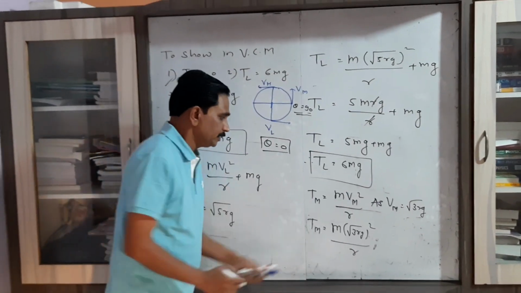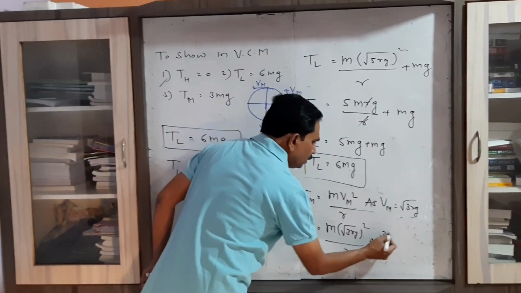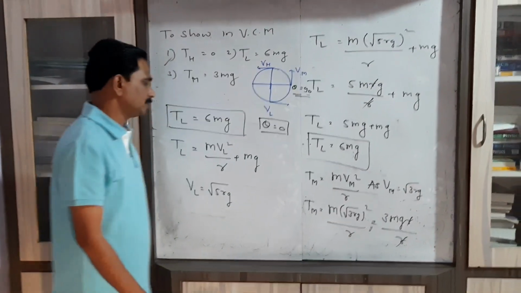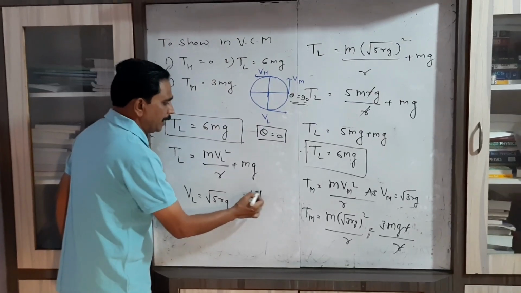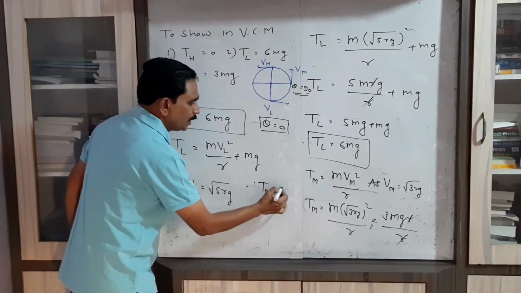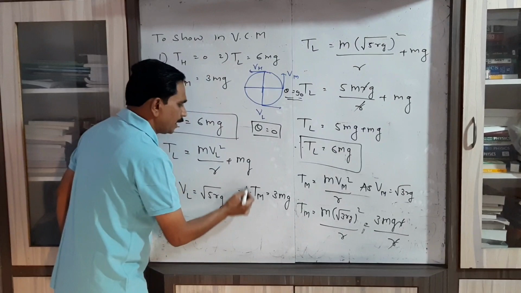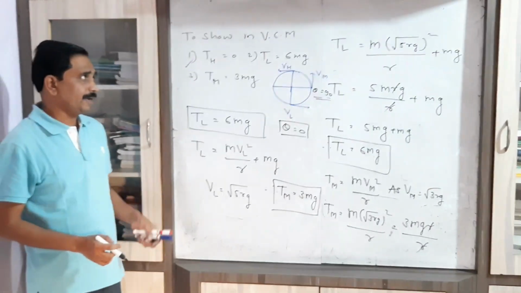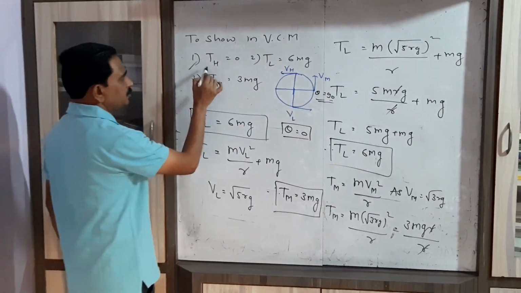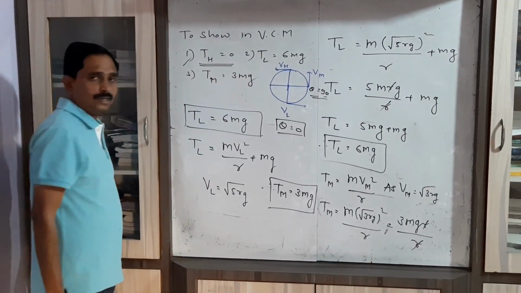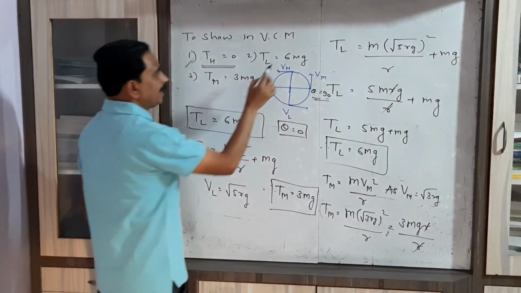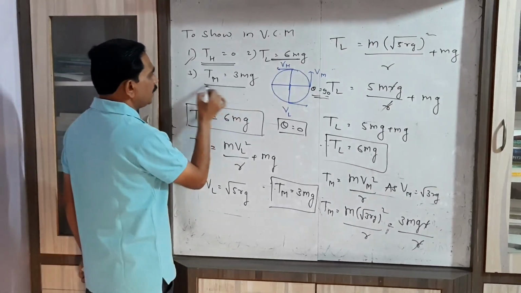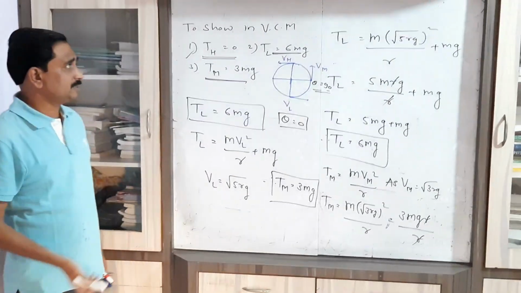Now here, simplifying this equation, we have 3mgr upon r. The r gets cancelled. Therefore, tension at the middle position is nothing but 3 times its weight. So this is the proof of the third part. In this way, we can easily prove tension at the highest position equal to 0, tension at the lowest position equal to 6 times its weight, tension at the middle position equal to 3 times its weight.